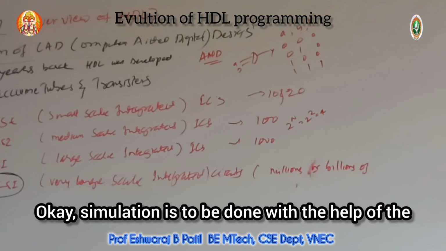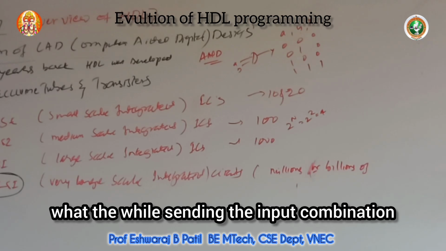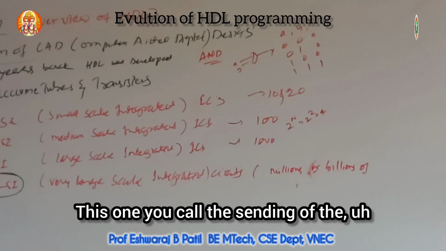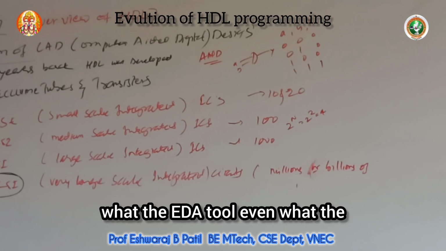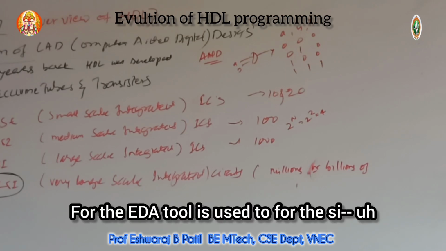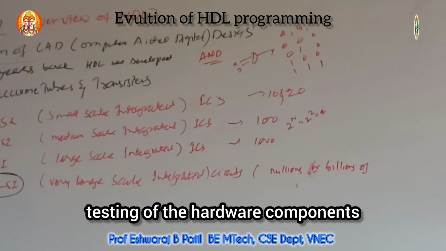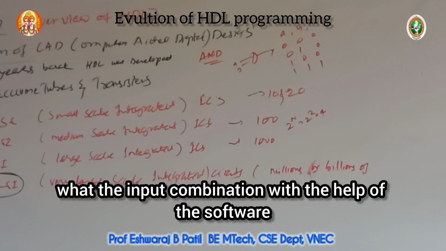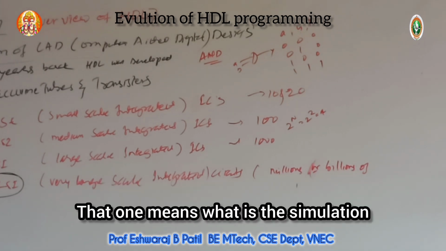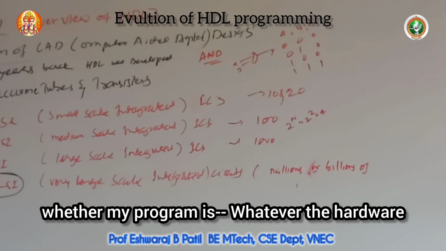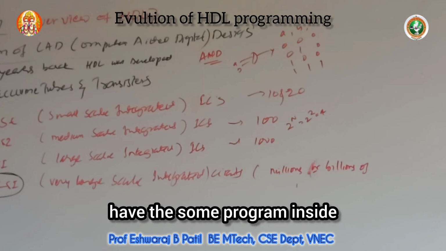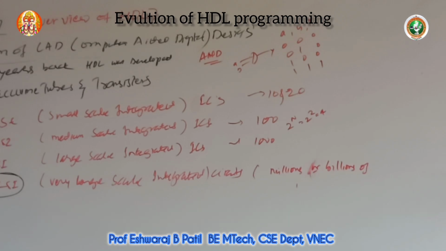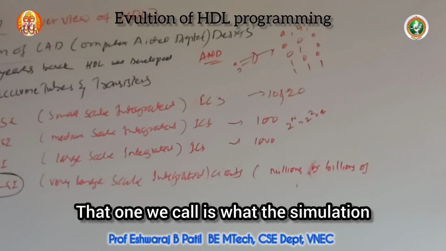Simulation is done by sending the input combinations to my digital system. This is the testing of the digital system with the help of the EDA tool. The EDA tool is used for testing hardware components. To check whether a hardware component is working properly, I have to send input combinations with the help of software. The hardware components have some program inside, and I have to check whether this program works properly. That is the simulation.